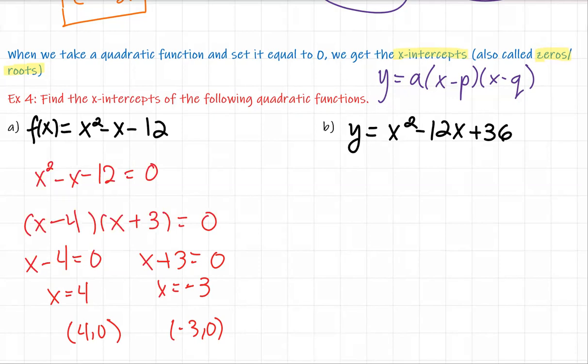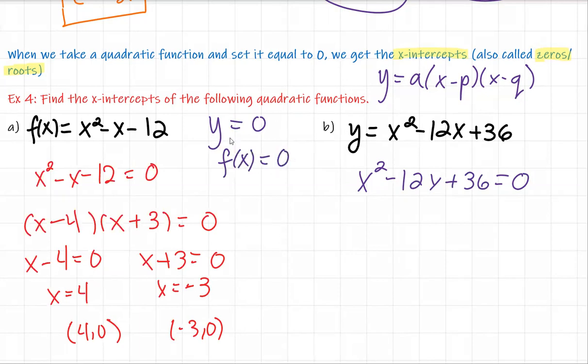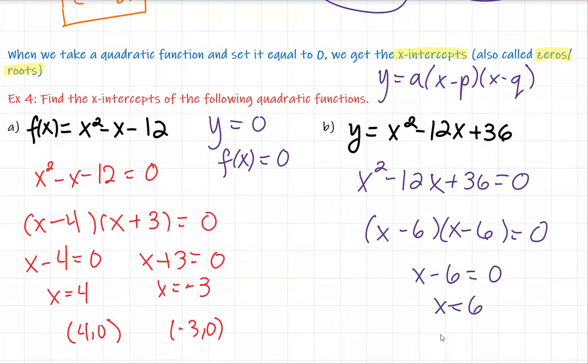All right, final example. If I want to find the x-intercepts of this, set it equal to 0. When we set a function equal to 0, that means we're taking y or f of x and substituting in 0. That's how we find x-intercepts. How do we factor this one? Two numbers that multiply to 36 but add up to -12, that's going to be -6 and -6. Notice that it's the same thing, so I'm just going to have to do it once. x minus 6 equals 0. Our x-intercept is (6, 0).